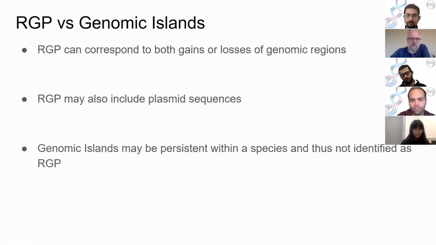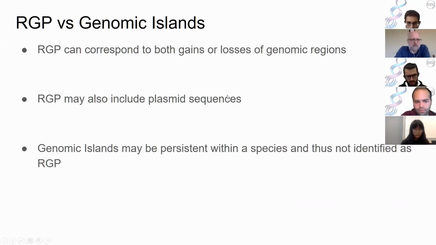So what we detect is called regions of genomic plasticity, and we did not specifically name them genomic islands for a few reasons. As you saw with the benchmark, genomic islands are well detected, but regions of genomic plasticity can be a little different. First, they can correspond to both gains or losses of genomic regions. That is, if some genomic regions are lost differentially throughout evolution, there will be regions of genomic plasticity, but they are not genomic islands.